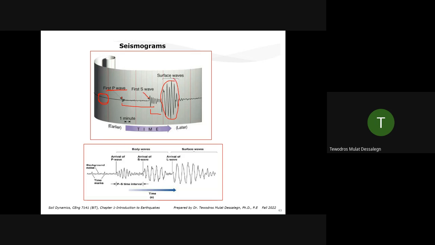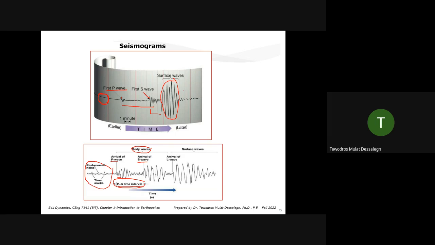So if you see the picture at the bottom, initially you have a background noise, then a P wave arriving, then the S wave, shear wave, arriving. We call the duration between the P wave arrival time and the S wave arrival time the PS time interval. We'll use this term later to find the location of the earthquake. The first waves to arrive are the body waves, and then the surface waves arrive later, the Love waves and Rayleigh waves. So this is what the record looks like.